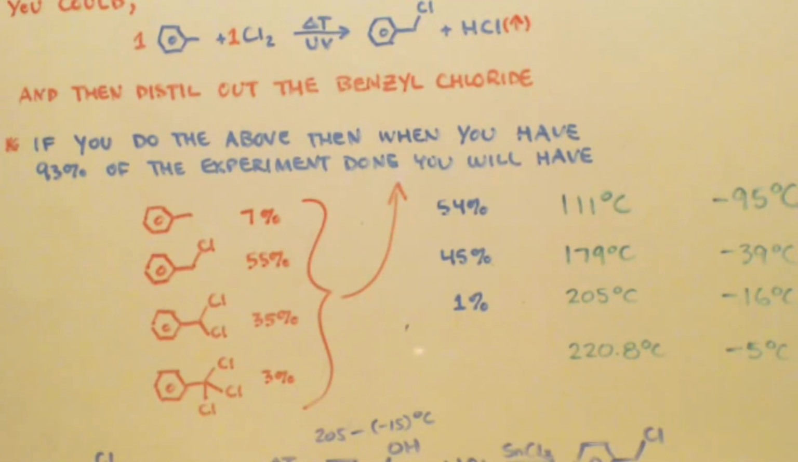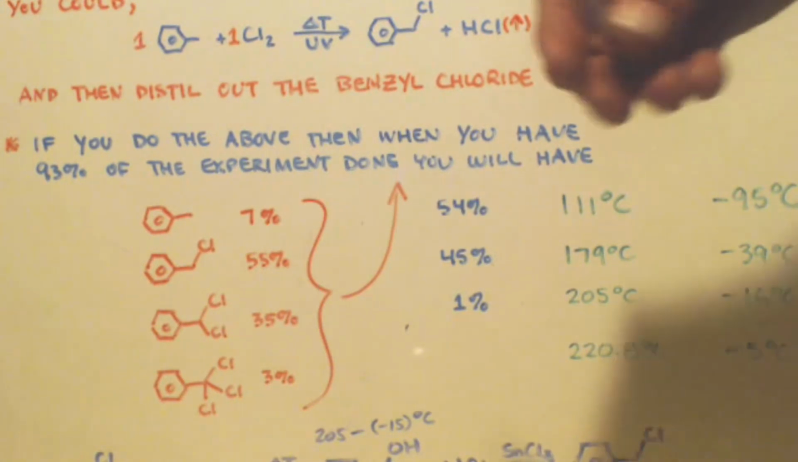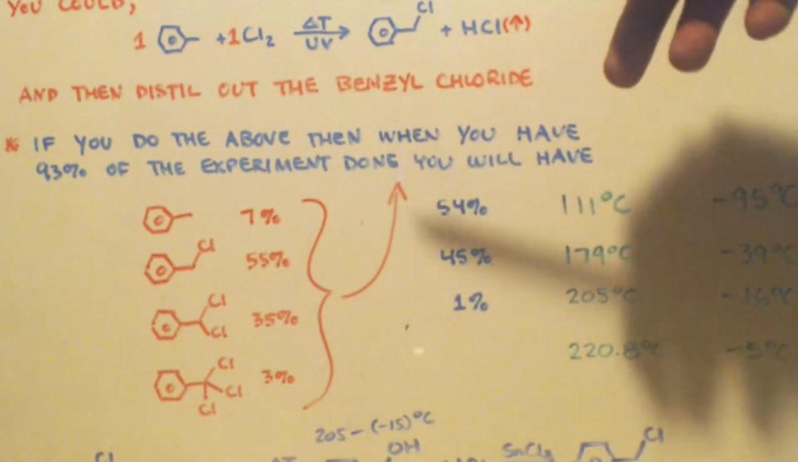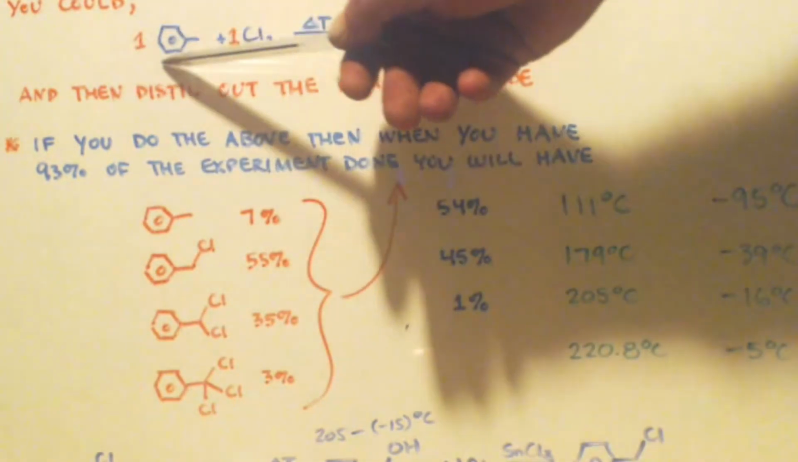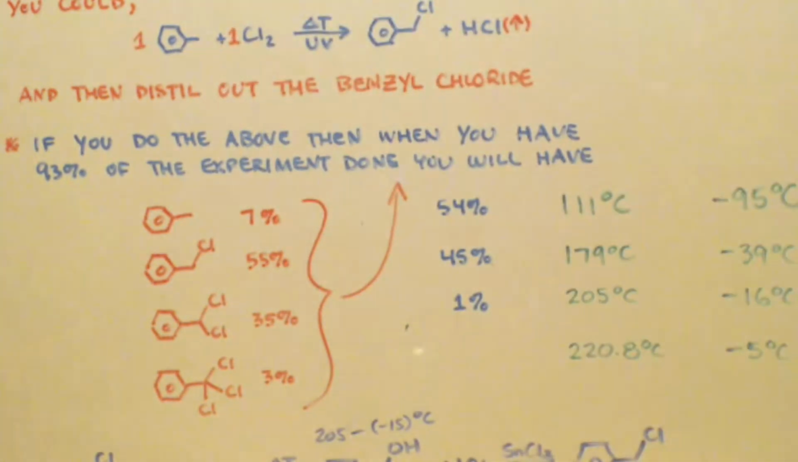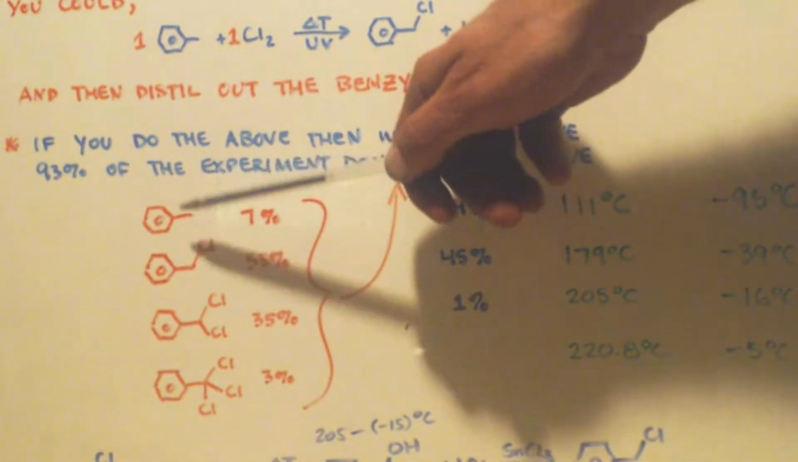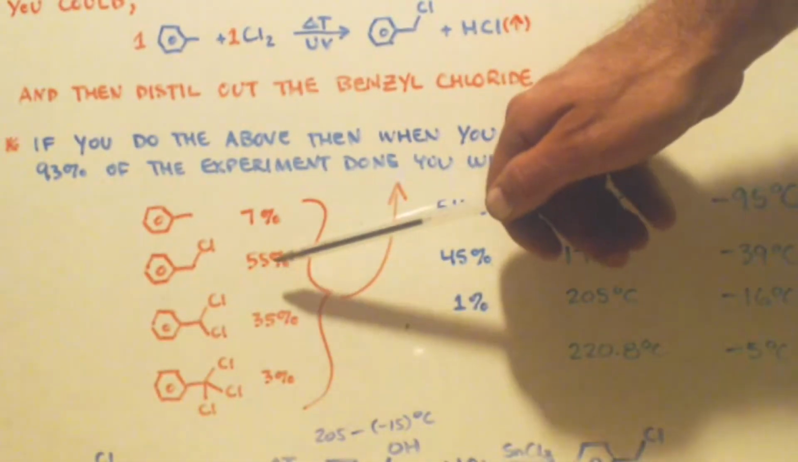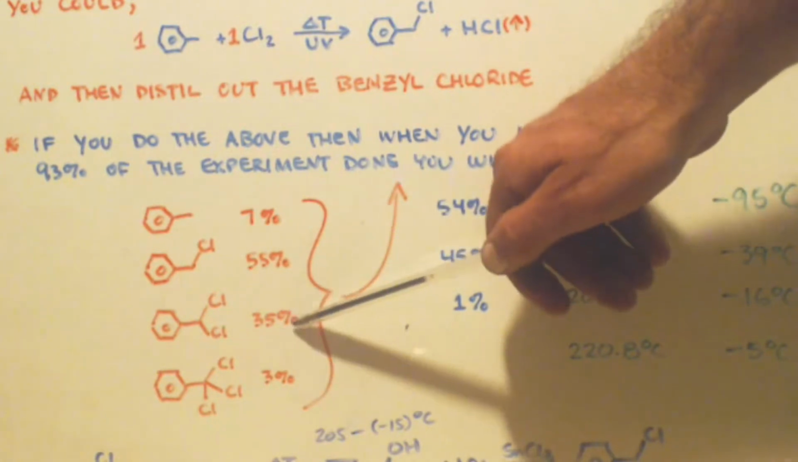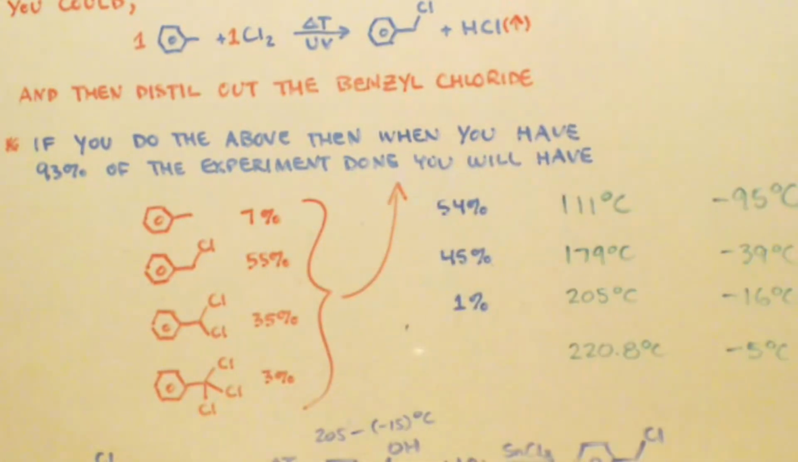Now, the bad thing about that, which I don't like, is let's say you did that and you put in 93% of a mole of chlorine, and you got 1 mole of toluene, so it's almost a 1-to-1 ratio. When you get done, these are going to be your figures right here. If you do this method, you end up with 7% not reacting, because we only put in 93%, so 7% didn't react. You're going to end up with 55% of what you want, 35% of this, and 3% of this.